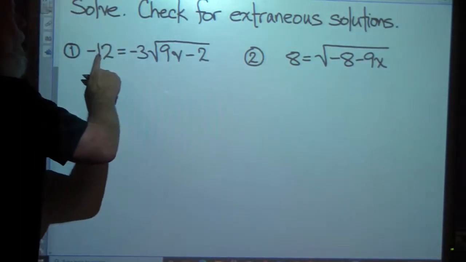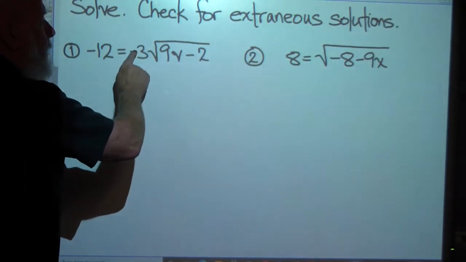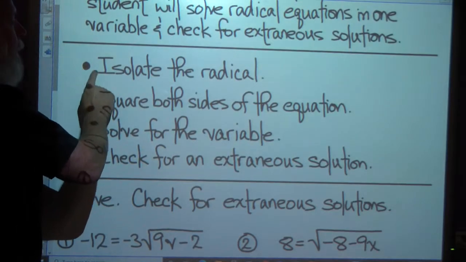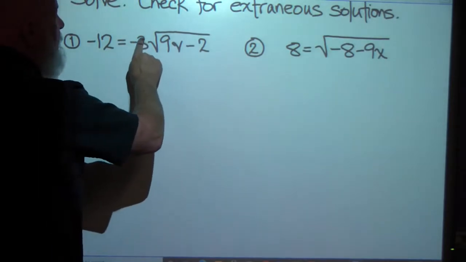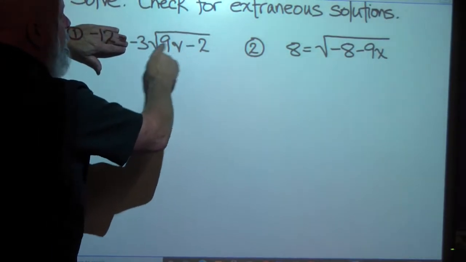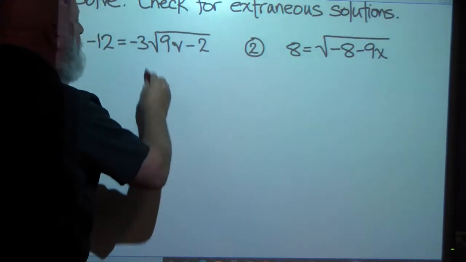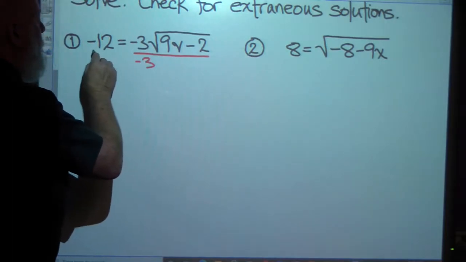Now look at this. The first thing I want to do is isolate this radical. See, it's got this -3 that's multiplied by it. First little dot here, isolate the radical. That means get rid of anything that's on the same side of the equation as the radical. Since I have a multiplied -3, I'm going to divide both sides by -3. I'll go ahead and show it this time.